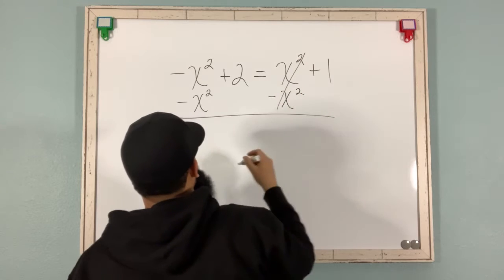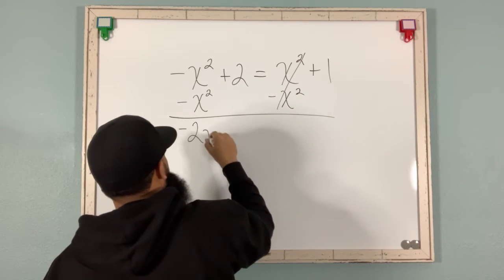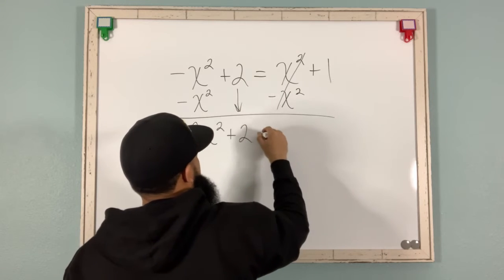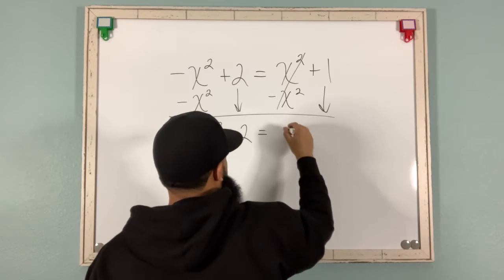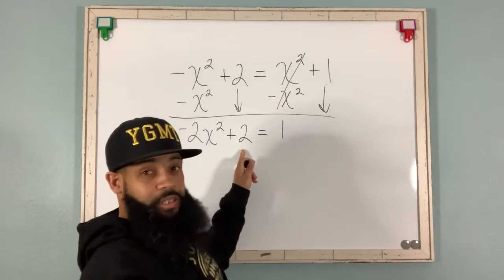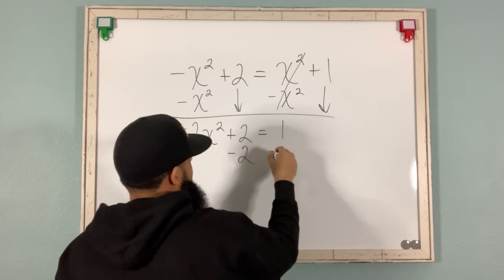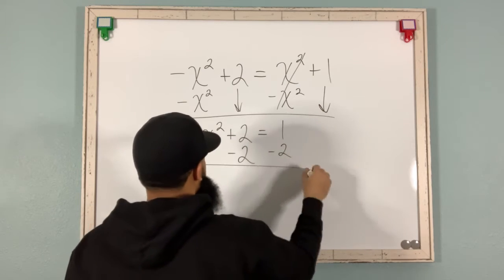So this x squared minus x squared is 0. That gives me negative 2x squared. Bring down my plus 2. And that equals, bring down this 1. Boom. Now we need to take this plus 2 over here to the right side. The opposite of adding 2 is subtracting 2. All right, still keeping that equation balanced.